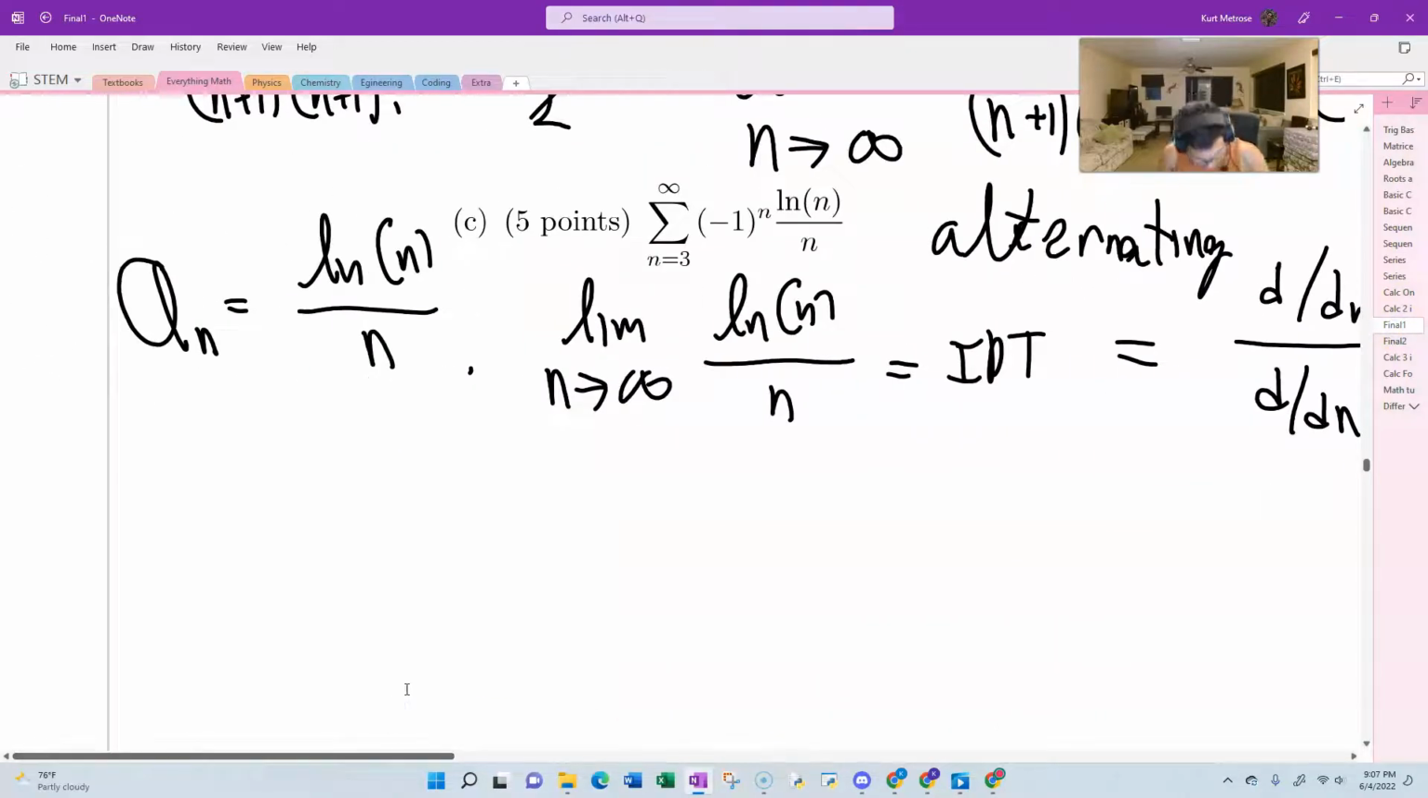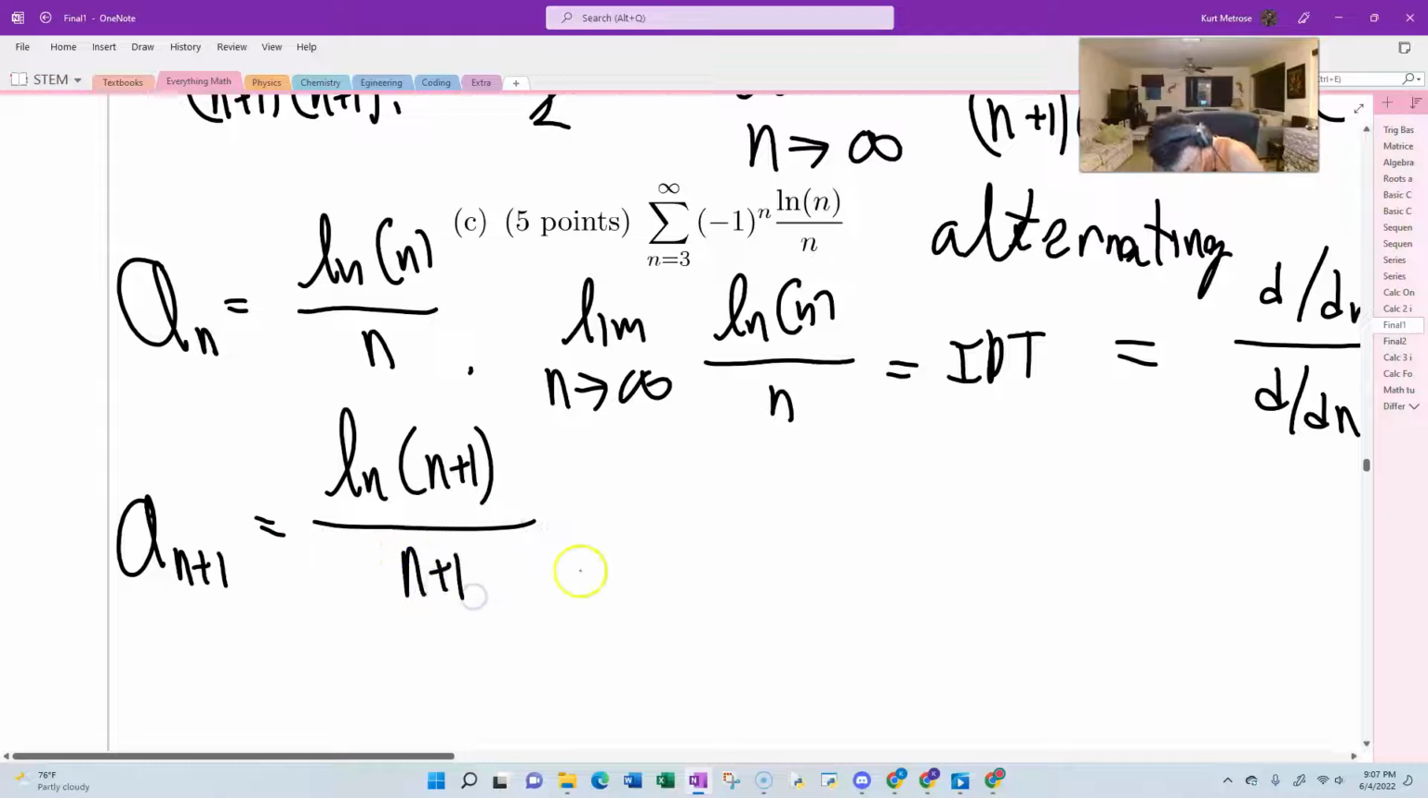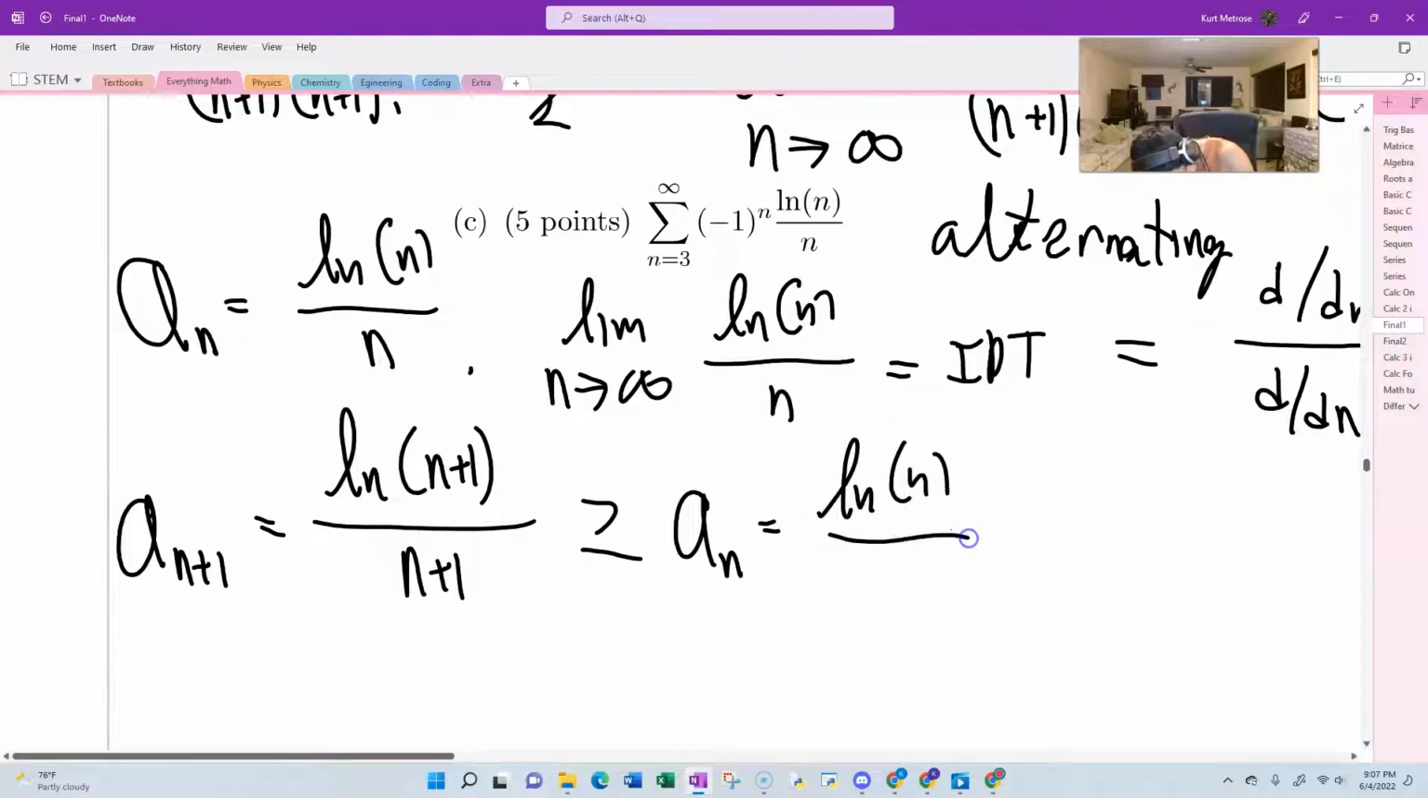So a sub n plus 1 in this case would be ln of n plus 1 over n plus 1. And is this greater than a sub n? A sub n is equal to ln n over n. And in theory, should it be? Let's just check with a random number. Let's just check with 1. If you put 1 into this, this is 0, so it already is.